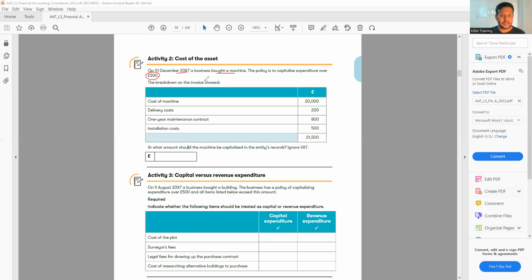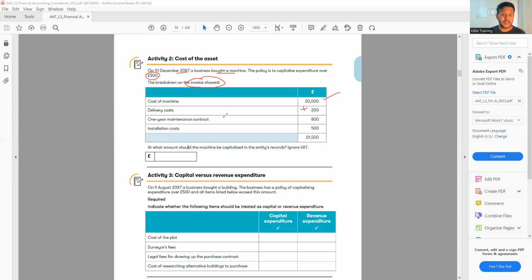So the breakdown on the invoice showed the cost of the machine is 20,000. Cost means the actual purchase cost, how much you actually paid for that machine. This is the purchase cost. The delivery cost, remember that we can always add the delivery cost. Delivery cost is part of our cost.